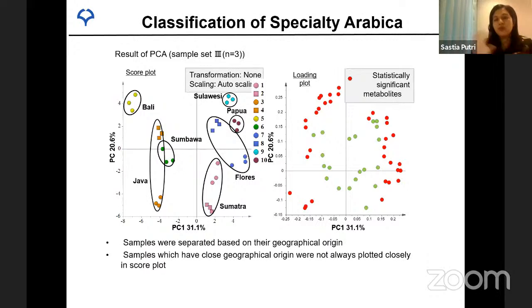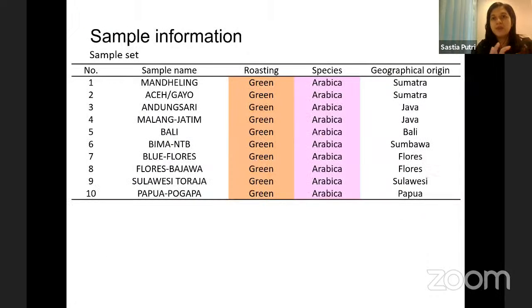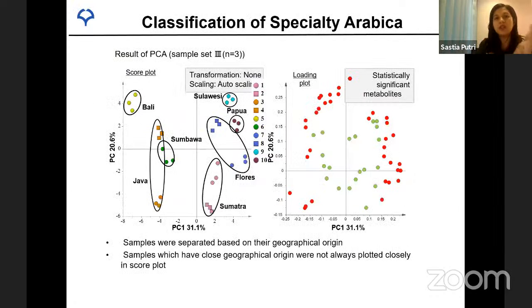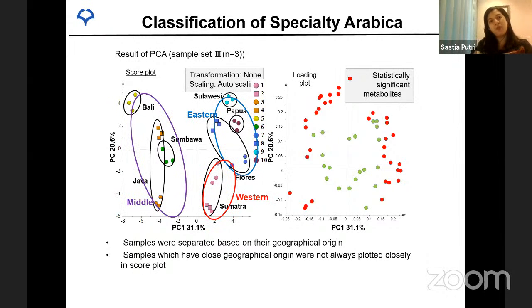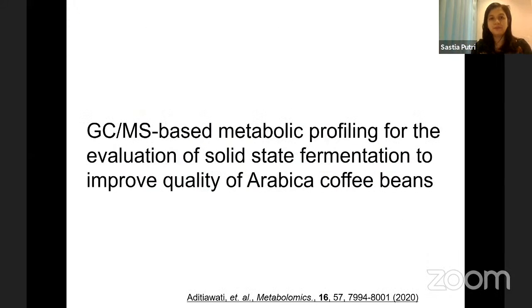We have samples also from different places in Flores, but they are clustered closely to each other. Two samples from Sumatra, for example, Mandheling and Aceh Gayo, are also clustered closely to each other. So samples that are coming from the same island are clustered closely to each other. And somehow we could see a middle part of Indonesia, an eastern part of Indonesia, or a western part of Indonesia is also clustered together.